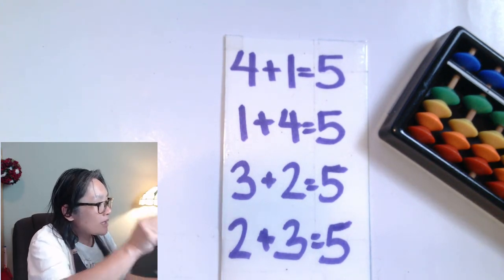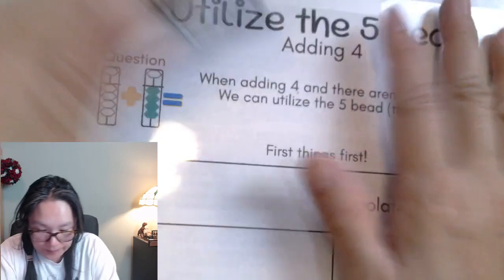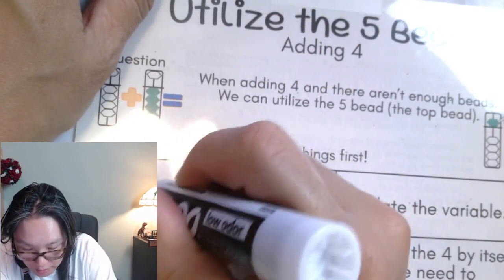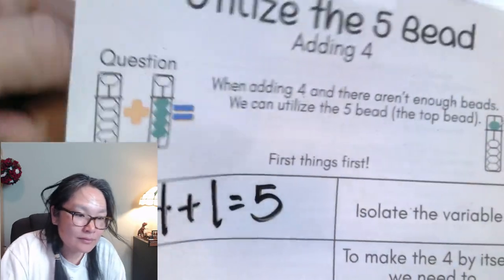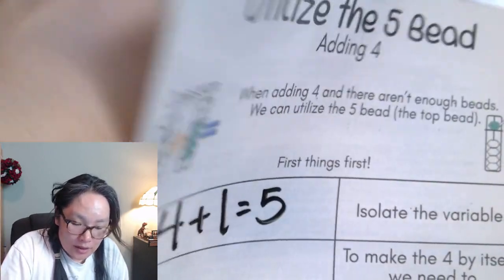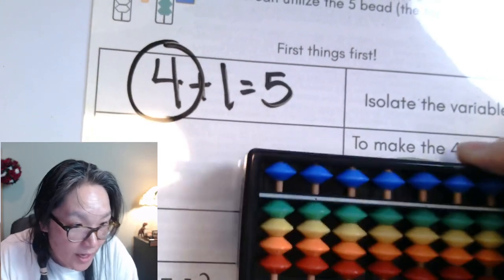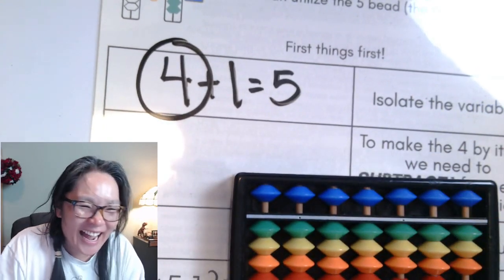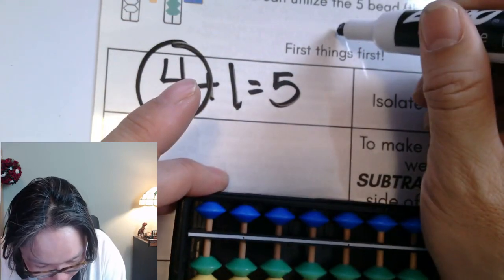So what's going to happen is we're going to modify it. How do we modify it? We're going to modify our stock equation. We're going to isolate the variable. Why are we going to do that? Because no freeloading numbers, right?